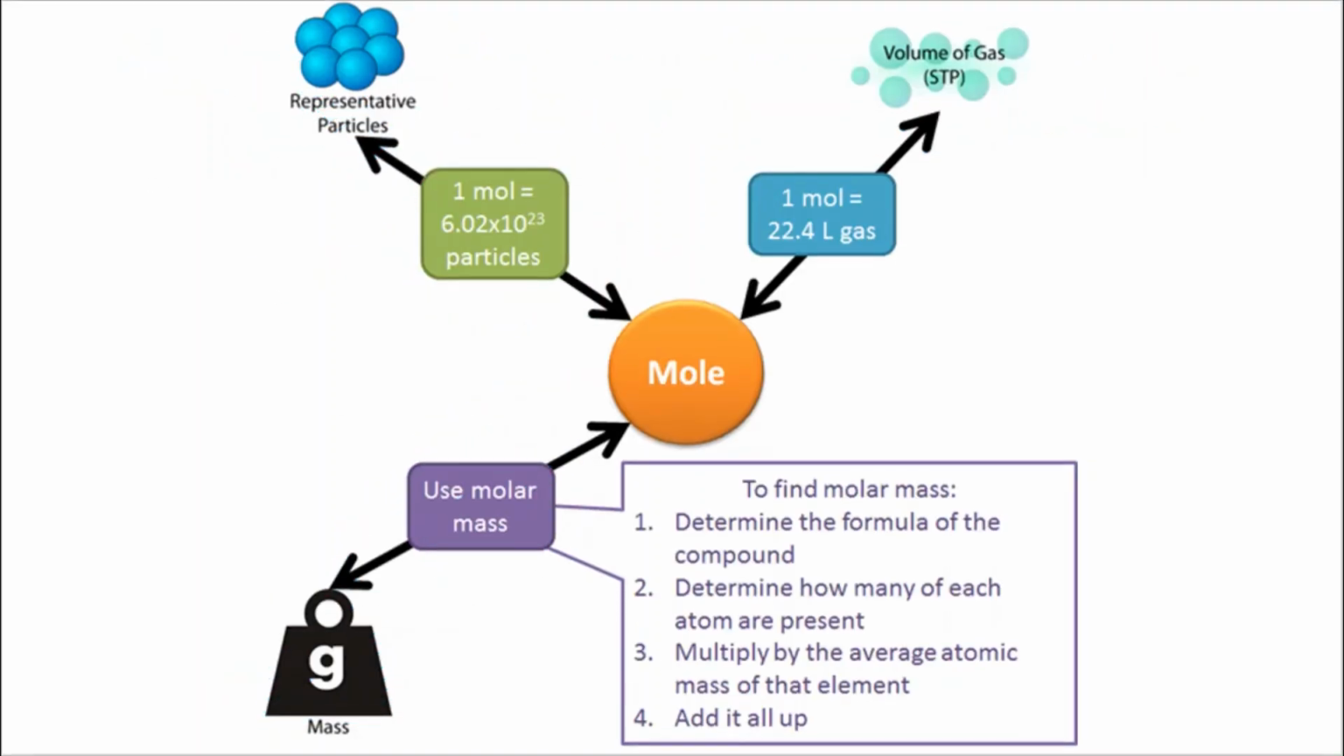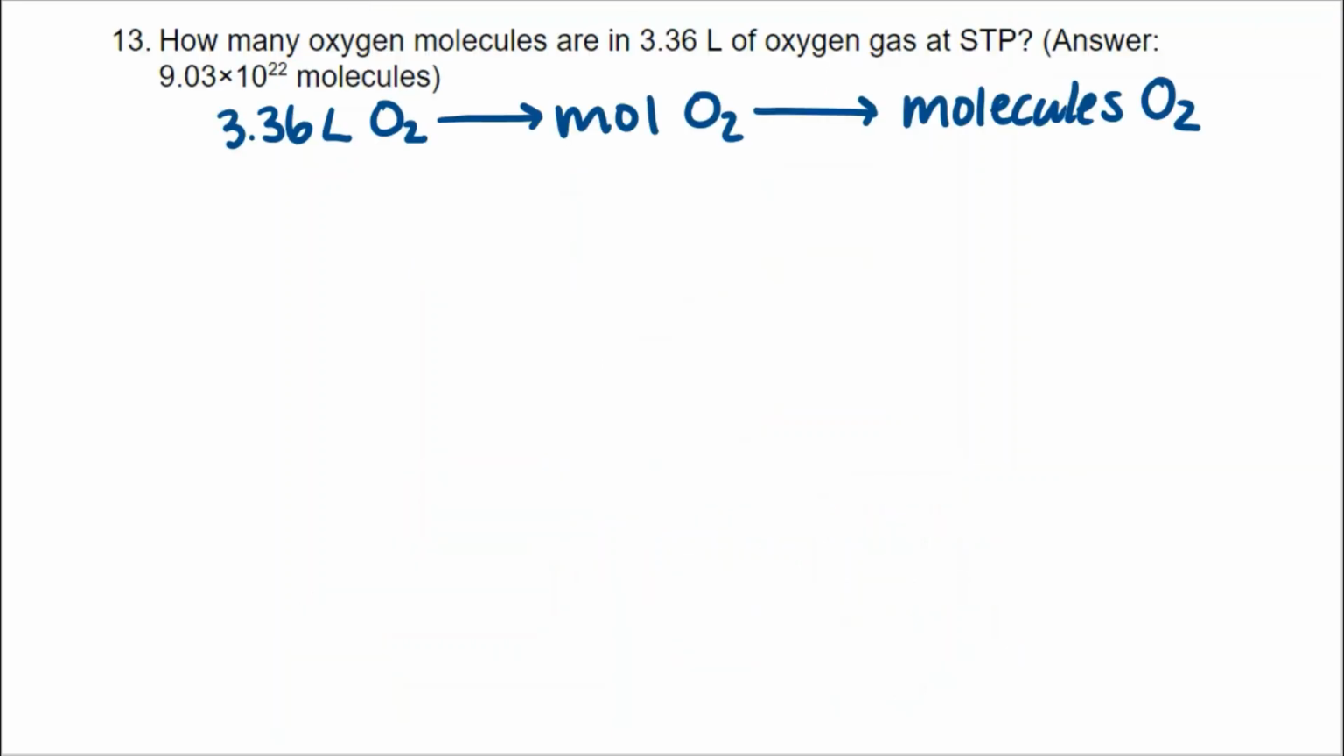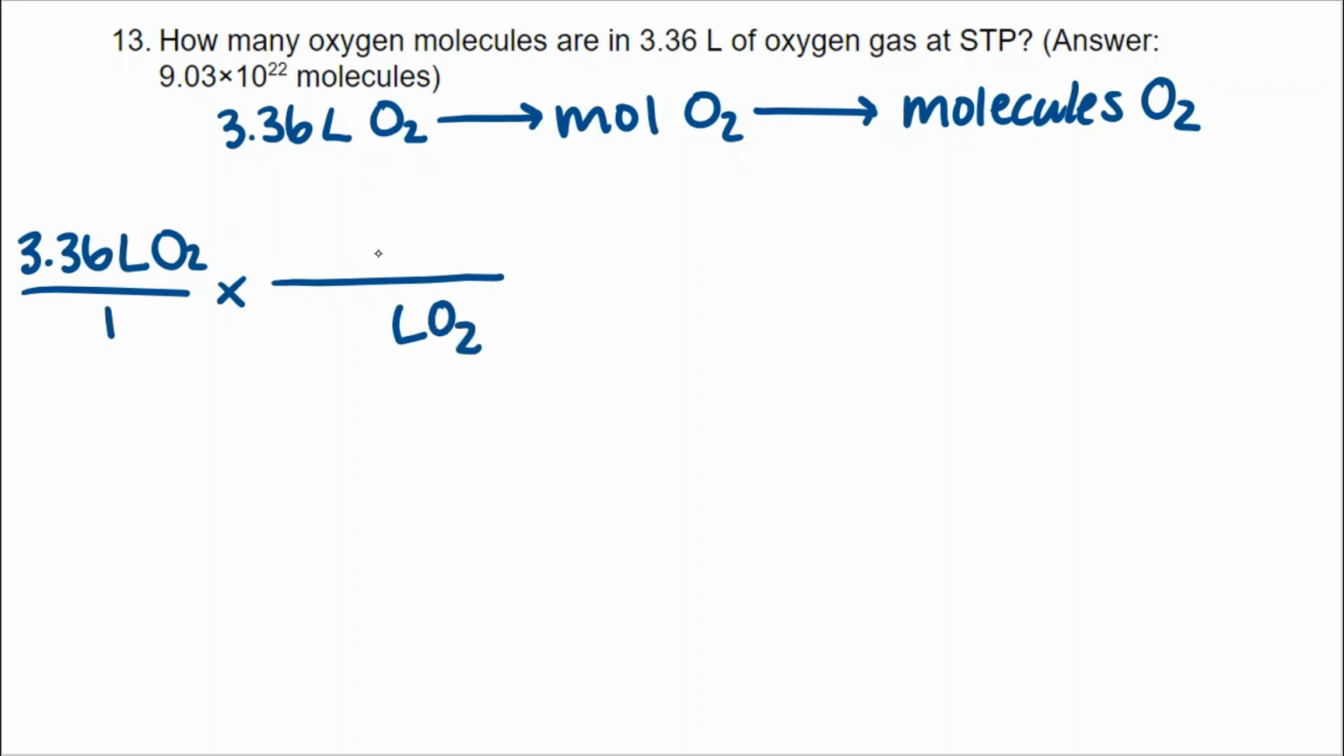So in this problem, we are starting up here with liters, and we want to get over here to molecules. First I'm going to start with my 3.36 liters of O2 over 1. In this first step, I want to change liters of O2 into moles of O2. And then I want to change moles of O2 into molecules of O2.